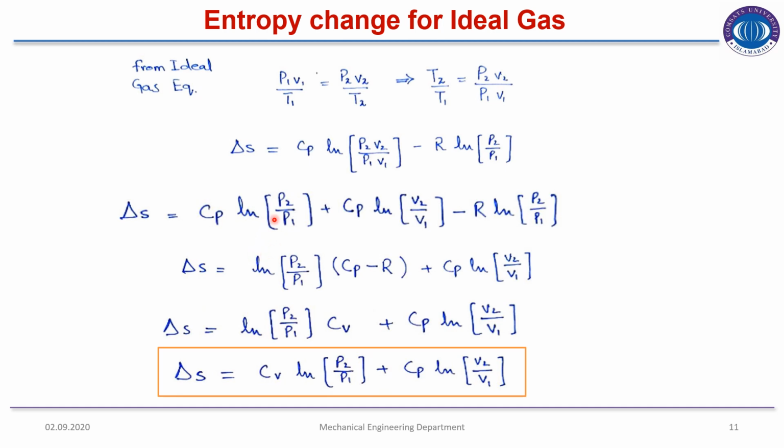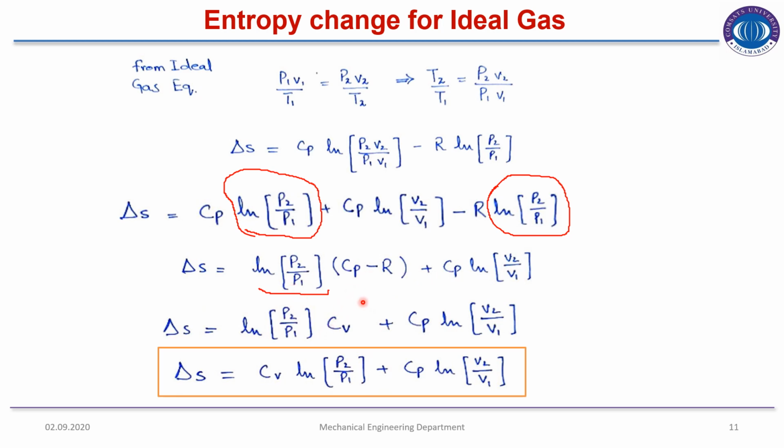So here natural log P2 over P1 is common, so that term and both are common, and Cp minus R. So that is the common term taken on the left hand side, and Cp minus R is in the bracket, plus the term Cp natural log V2 over V1 is kept the same.